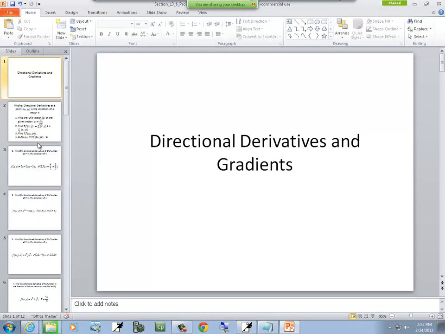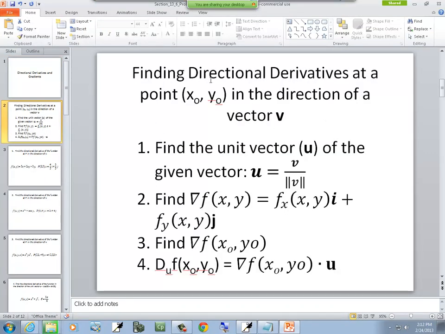How do you do that? Well, this is how to find a directional derivative at a point in the direction of vector v. So again, the point is where we're looking, and then the vector v points us which way we're studying. And again, there can be infinite number on this.